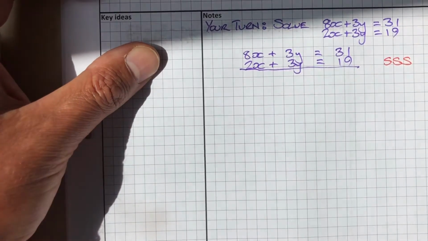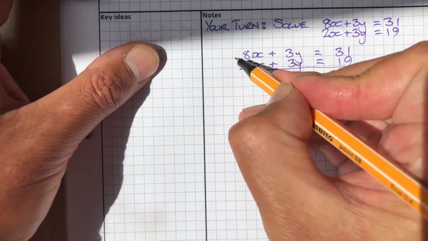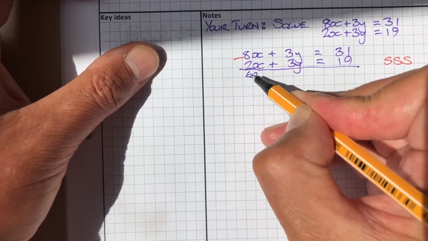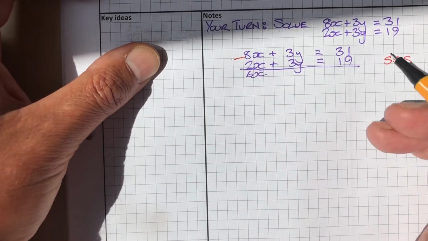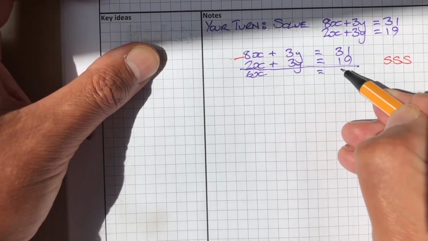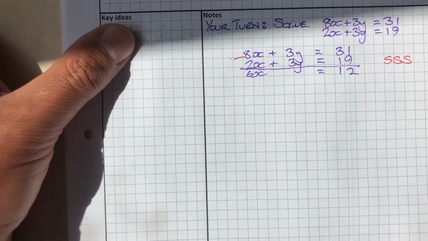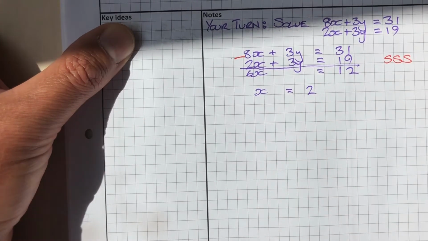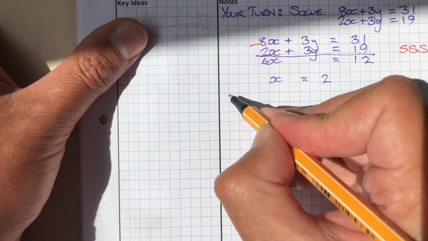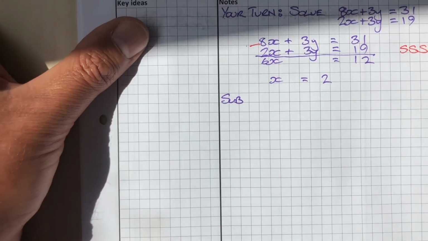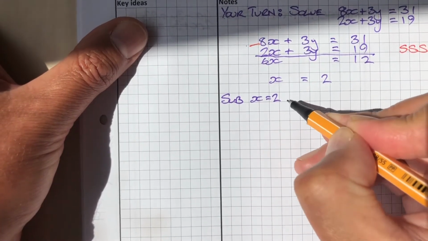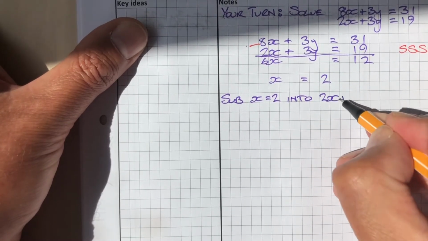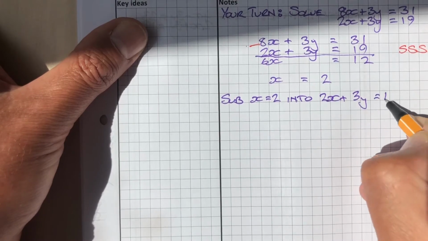So 8x take away 2x is 6x, 3y take away 3y is nothing, 31 take away 19 is 12. 6x is 12. X then is 2. I'm going to substitute, and I'm just going to write the word sub this time. X equals 2 into, and I'm going to go for the second equation again because it looks easier, not by much, but it is a little bit easier.